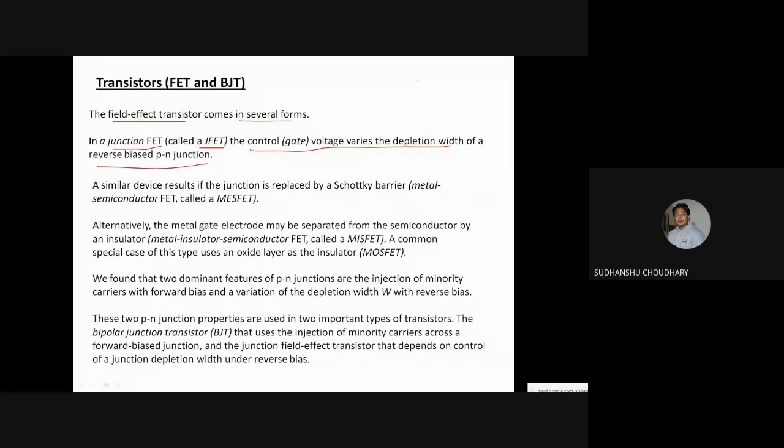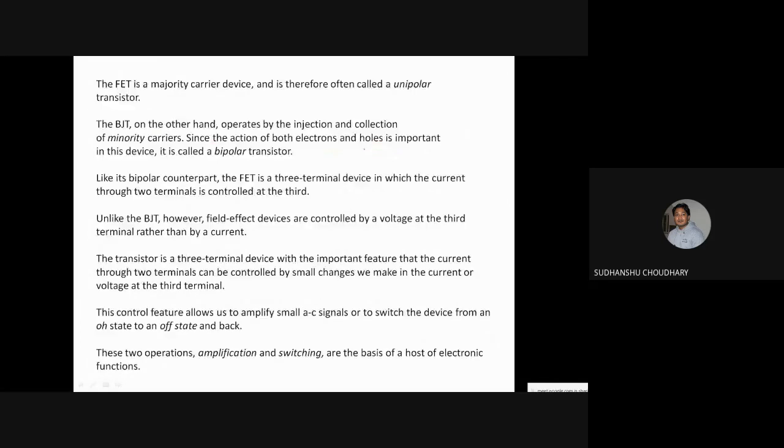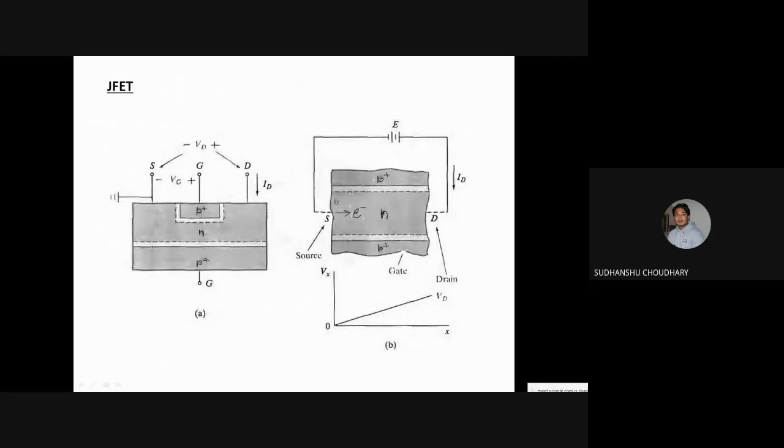So in a junction FET, maybe I have a picture for this JFET, so let us understand from here itself. In a junction FET, we have three regions. One is P plus, heavily doped. The other one is N-type region, and the third one is again P plus region. Right. So P N P, or P plus N P plus. So this kind of device is called junction field effect transistor.